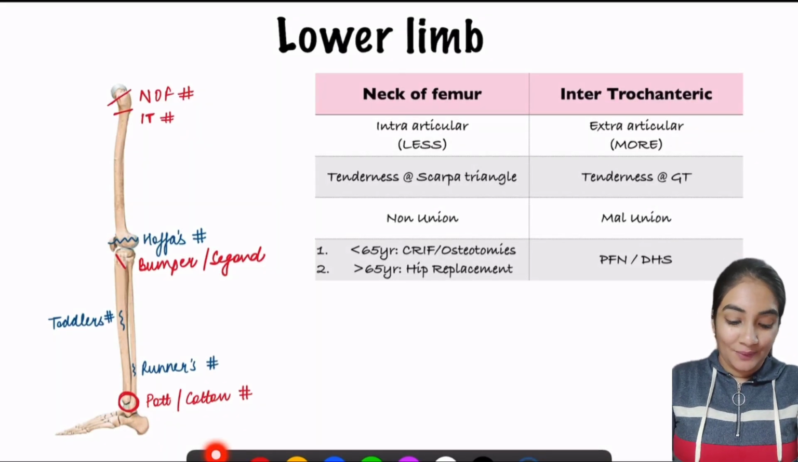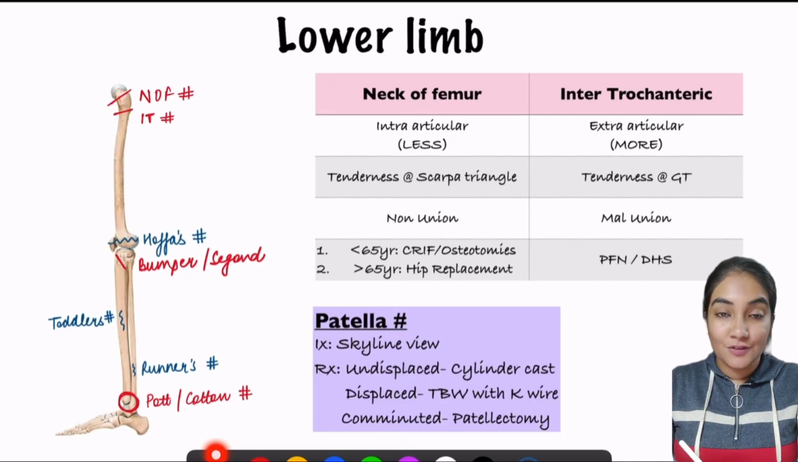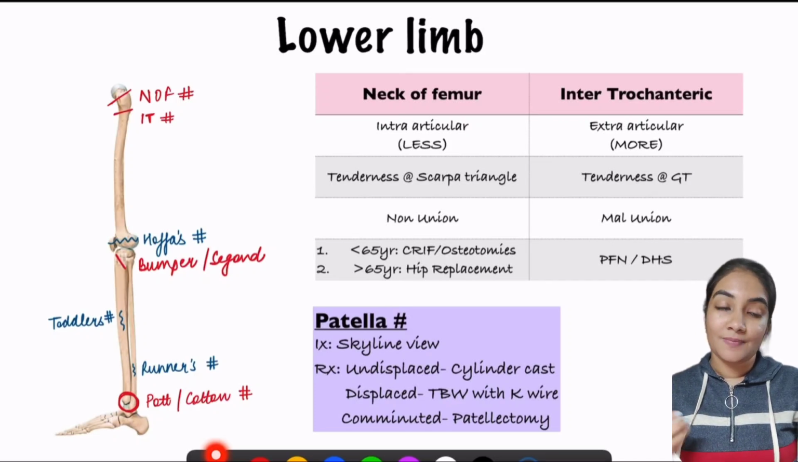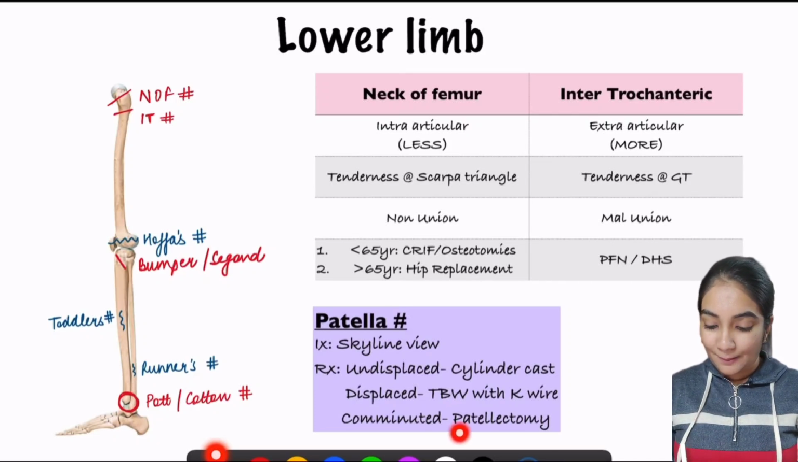And last we have another bone called patella here, and we need to know about the treatment of patellar fracture. So for patellar fracture we have a special investigation, skyline view. Okay, and treatment depends on the number of parts of fracture. If it is an undisplaced fracture, there is just a fracture line but the patella is intact, we just put a cylinder cast and let it heal. If it is a displaced fracture, we do tension band wiring and we try to connect these two parts. But if it is a comminuted fracture, so many parts, there is no point in joining them, then we simply remove the patella, called patellectomy.